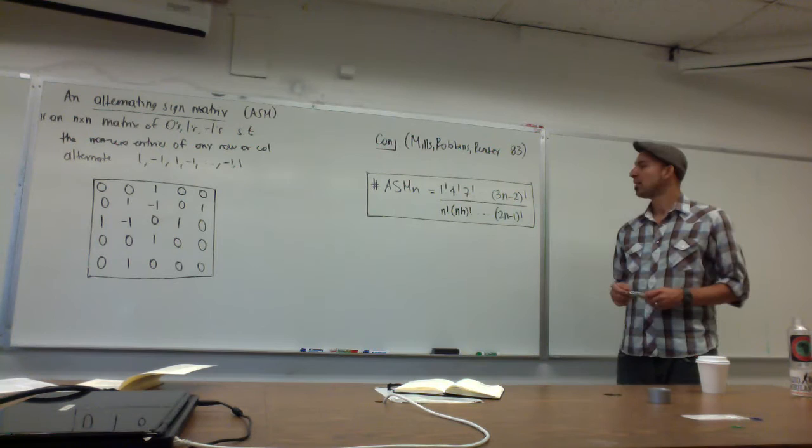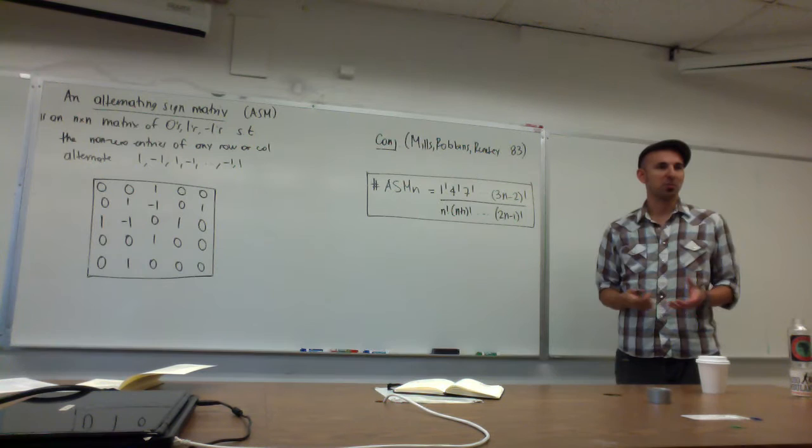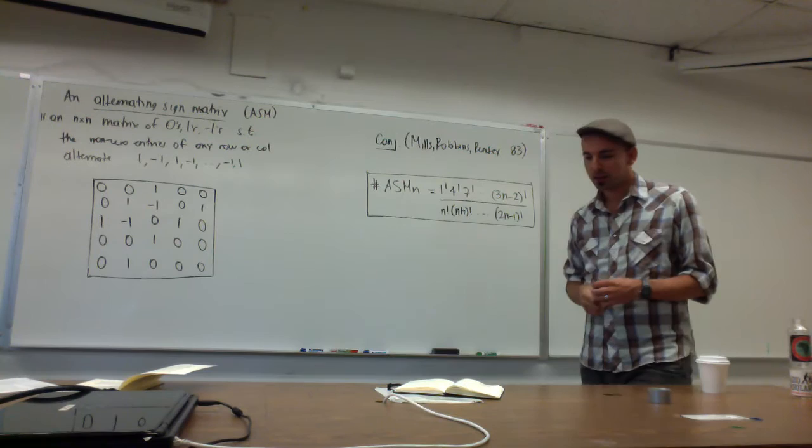And I'll show you how these guys discovered alternating sign matrices. And then, like we talked about, it's an instinct for combinatorialists. Whenever there's a new combinatorial object, we ask how many. And then they computed and they got this number. But they had no idea why this was true.